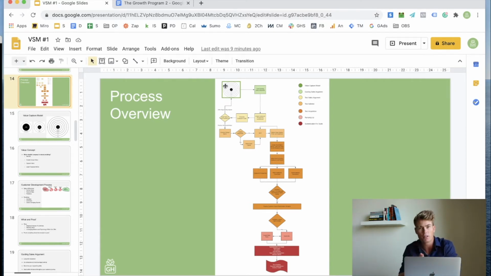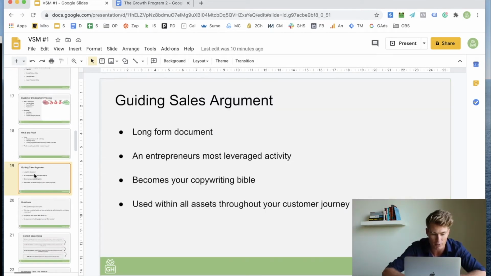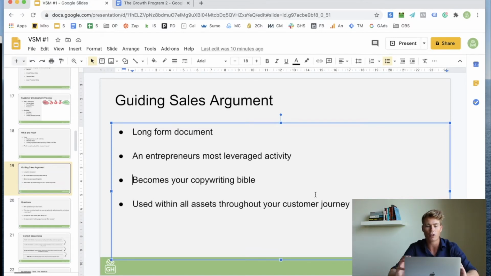And then we can move on to crafting and creating a guiding sales argument. So what this will be is a long form document. The first one that I wrote was 43 pages for my business that I originally did this with. And what you'll find with this is that if you can do this well, this is an entrepreneur's most leveraged activity. If you are a good copywriter and you're a good written salesman, you'll be a good negotiator, you'll be a good salesman in person, you can become an inspiring leader because you're able to create and craft arguments that give a compelling reason for people to take action, which is what business is all about. And this document will become your copywriting Bible and the things that you then use to create the promotional assets for the rest of your customer journey. So that is the guiding sales argument.